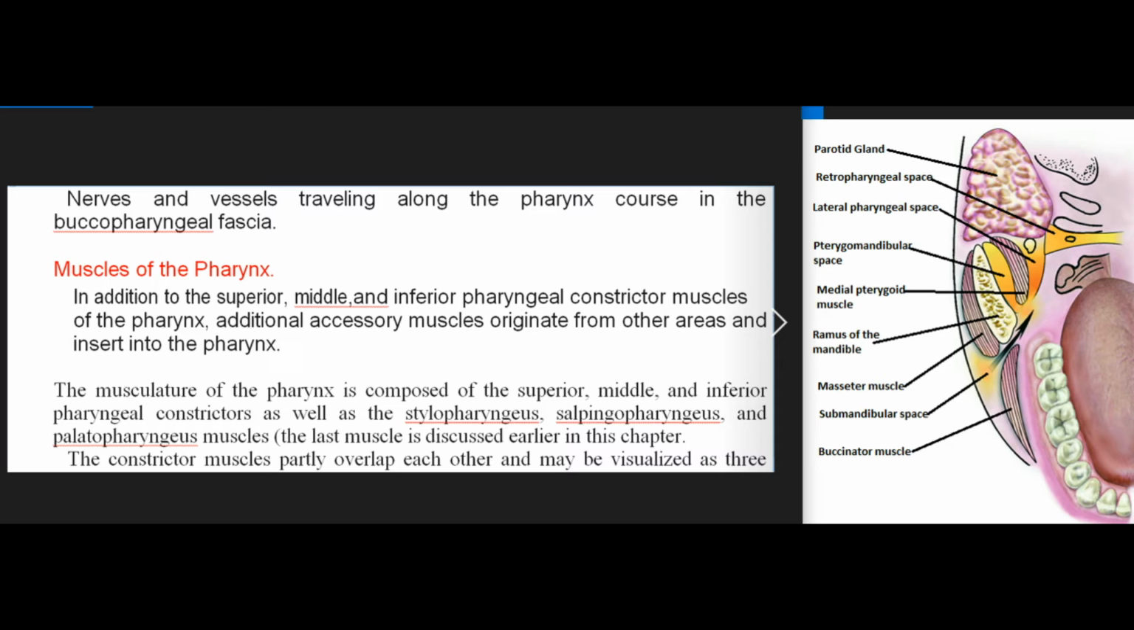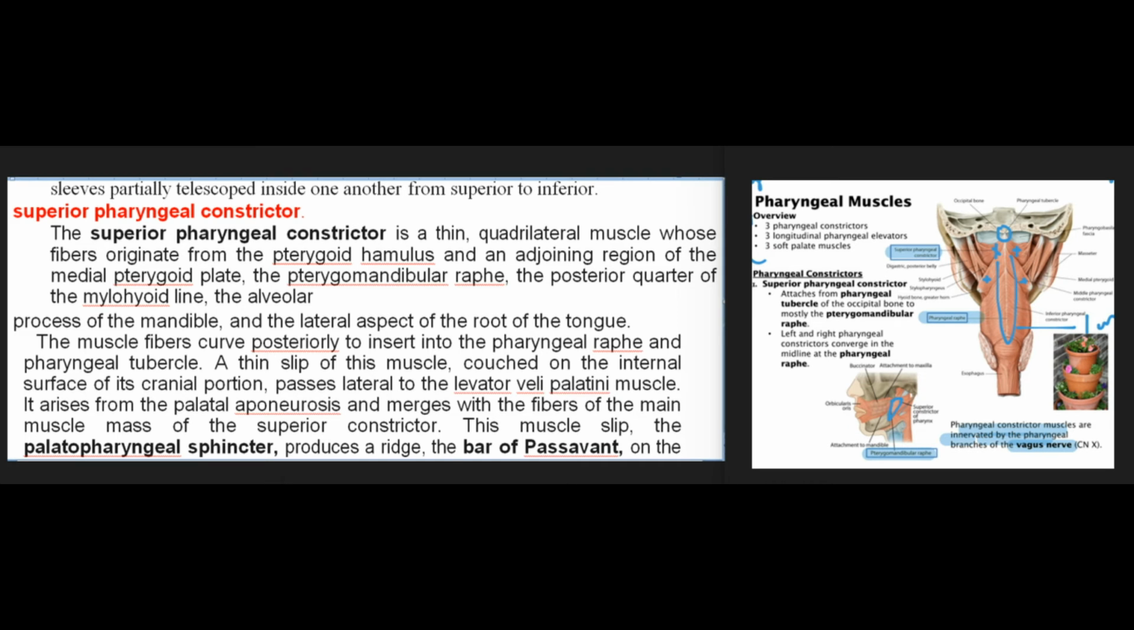Muscles of the pharynx. In addition to the superior, middle, and inferior pharyngeal constrictor muscles of the pharynx, additional accessory muscles originate from other areas and insert into the pharynx. The musculature of the pharynx is composed of the superior, middle, and inferior pharyngeal constrictors as well as the stylopharyngeus, salpingopharyngeus, and palatopharyngeus muscles. The last muscle is discussed earlier in this chapter. The constrictor muscles partly overlap each other and may be visualized as 3 sleeves partially telescoped inside one another from superior to inferior. Superior pharyngeal constrictor.